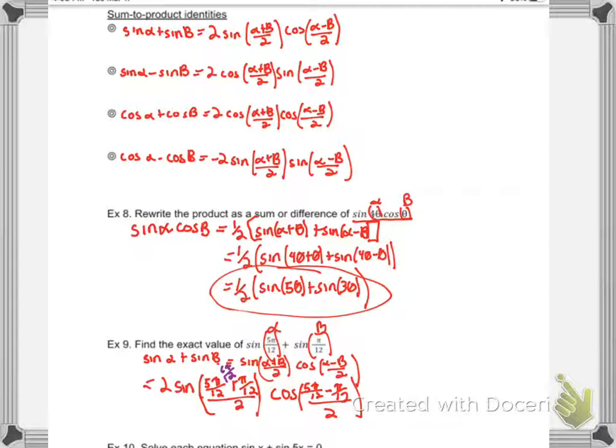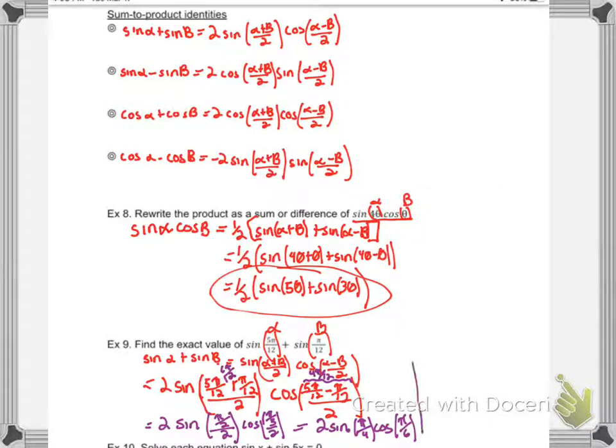Okay, so this becomes pi over 2. Let me rewrite this as 2 sine of (pi over 2) divided by 2, and you can see where that's going to be pi over 4 in a minute. Over here you end up with 4 pi over 12, which is the same thing as pi over 3, divided by 2. I can rewrite this as 2 sine of pi over 4 cosine pi over 6. We know the values of those.